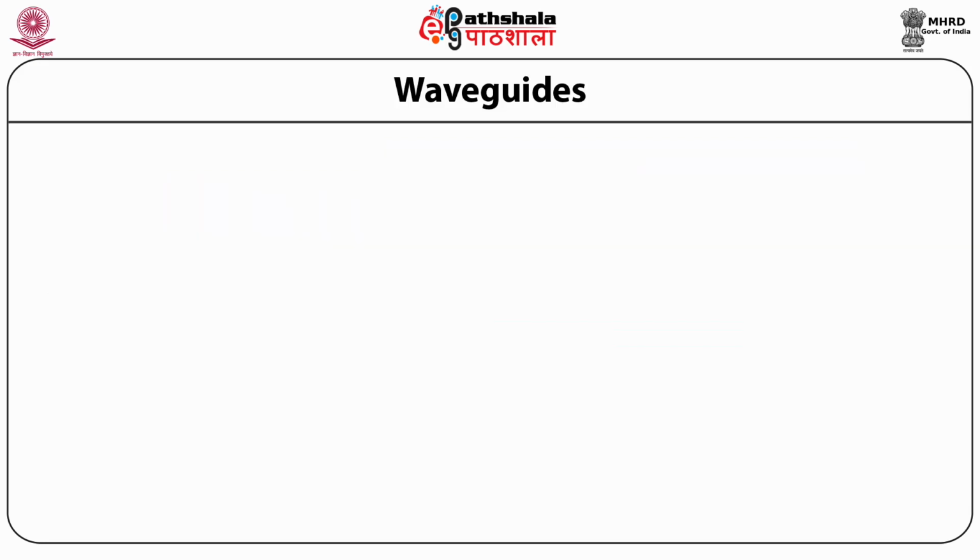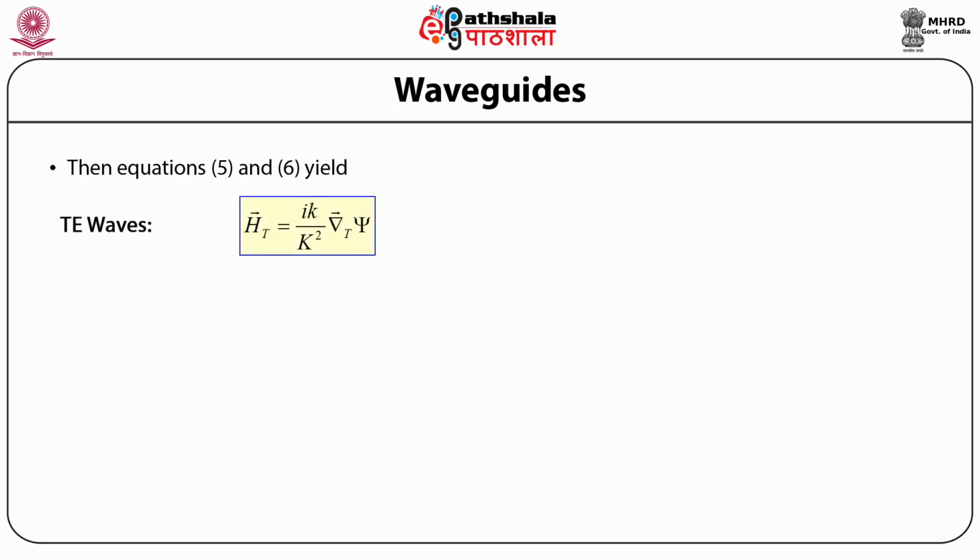Waveguides. Using this general formulation for the wave equation for both the transverse magnetic and the transverse electric modes in 2 dimensions, and using the equations that define the transverse component of the electric field and the transverse component of the magnetic field, we can write down the wave equation for the transverse electric waves as: the transverse component of the magnetic field induction vector H transverse is equal to iota times k by capital K square, times the transverse component of the del operator acting on the wave function psi.